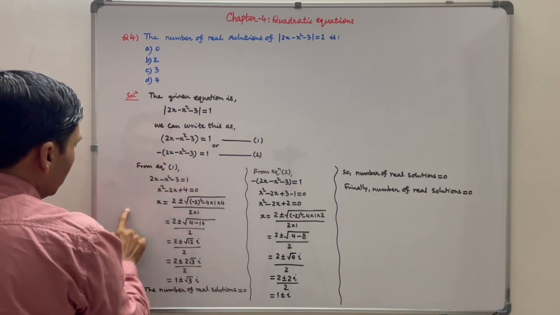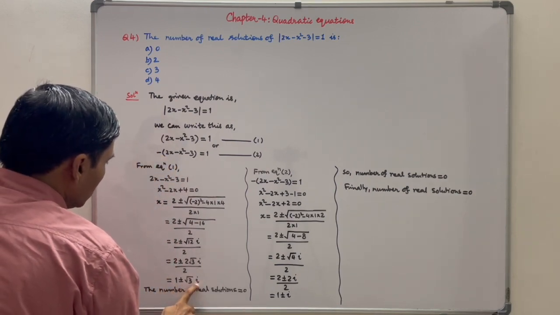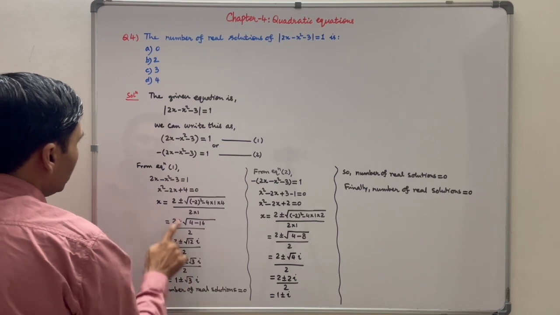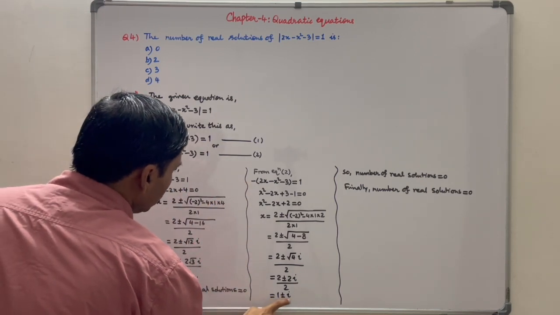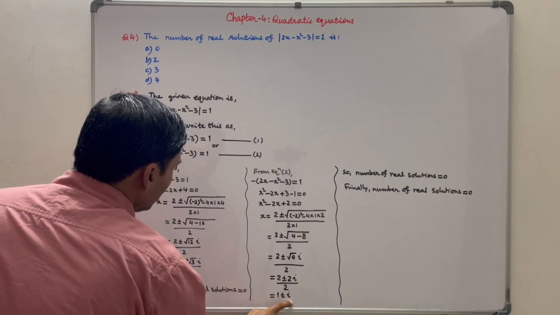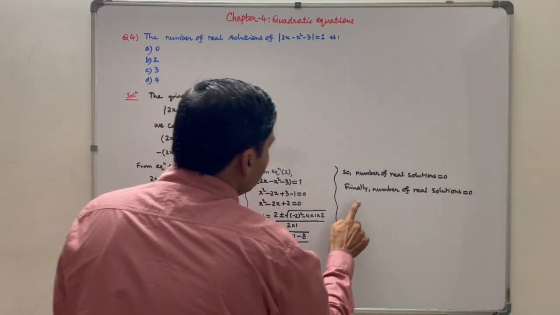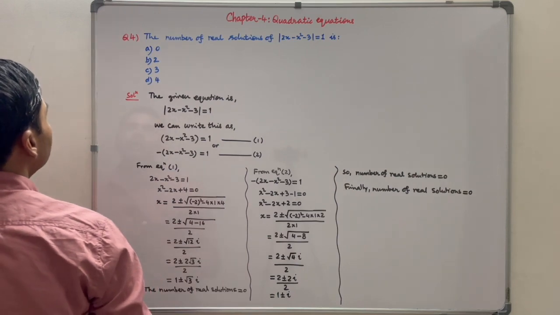From equation 1, we get two roots as 1 plus minus root 3i. So both are complex roots. That means no real solutions from this equation. From equation number 2, we get two roots as 1 plus minus i. Again, both roots are complex. So no real solutions from this equation as well. So finally, the number of real solutions is 0. So the correct option is option A.